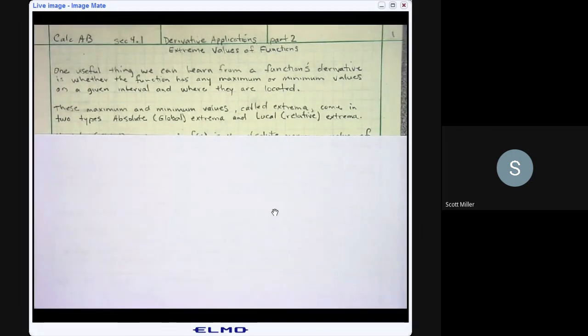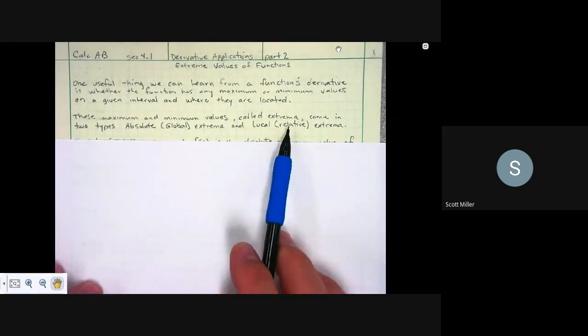So one of the useful things we can learn from a function's derivatives is whether the function has any maximum or minimum values on a given interval and where they are located. These maximum and minimum values, called extrema, just the plural of it, come in two types. You have the absolute extrema and the local extrema. Other names for these are global or relative.